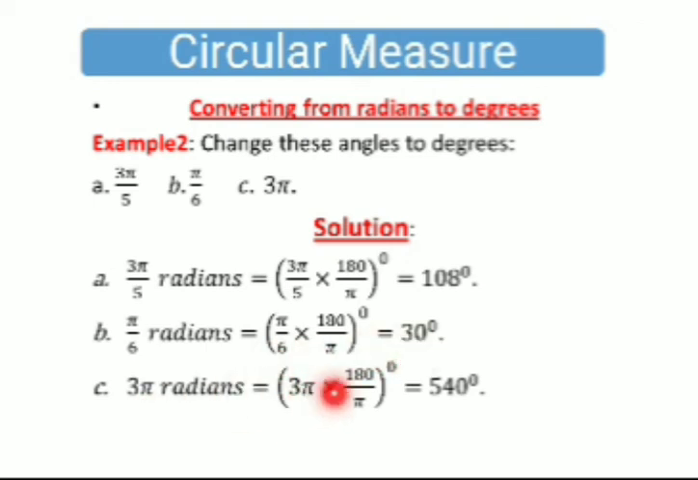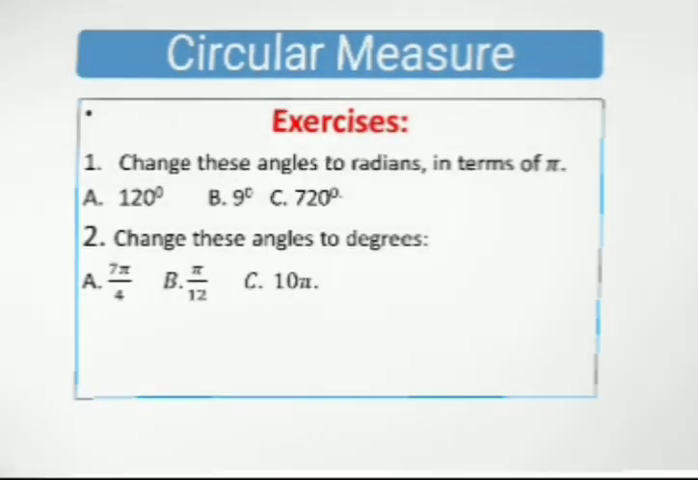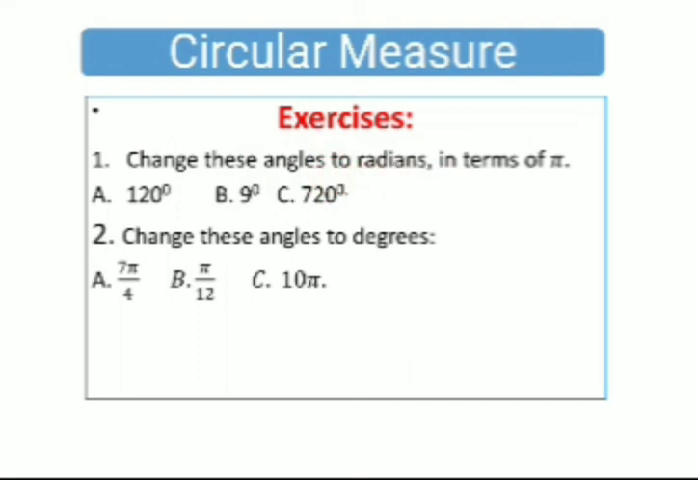Then 3 pi multiplied by 180 over pi. This is the same thing as 3 pi over 1, so pi cancels pi. Then 3 multiplied by 180 is equal to 540 degrees. Now, if this example is clear, I would like you to try the exercises here.